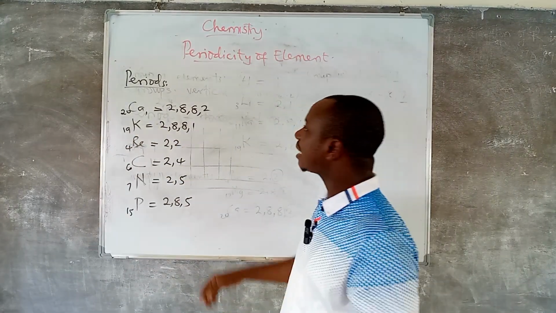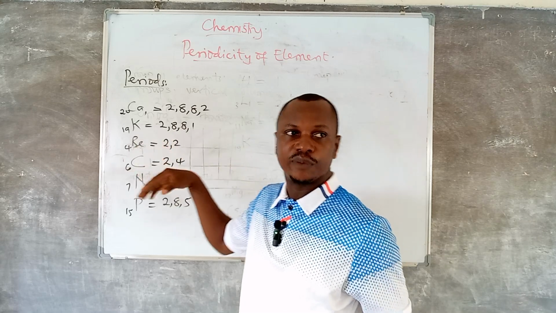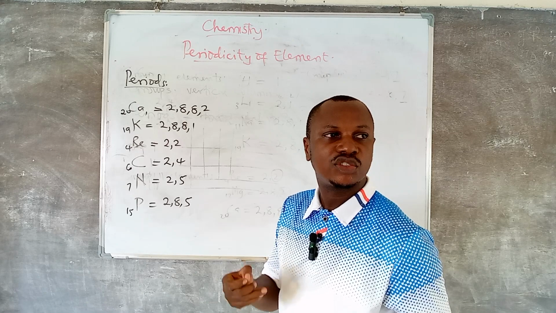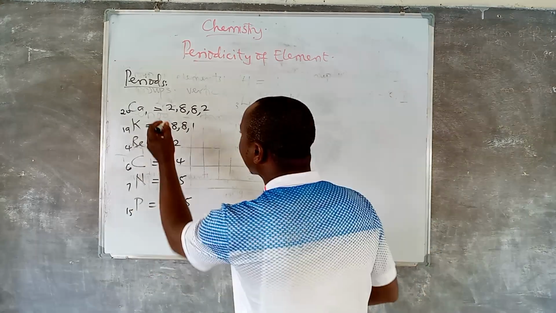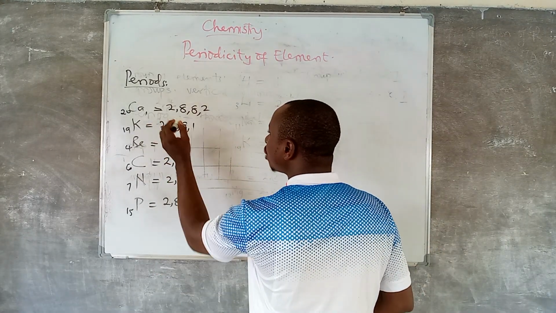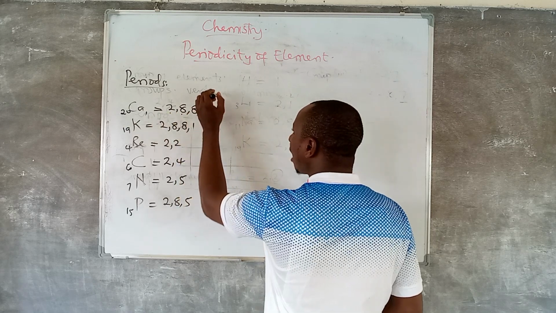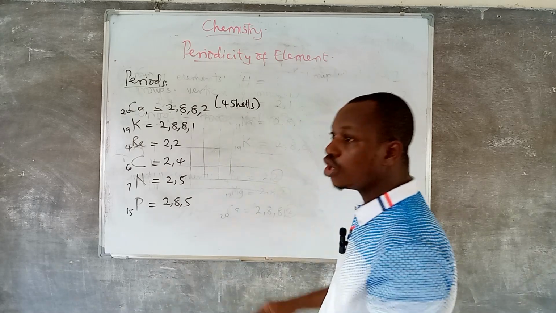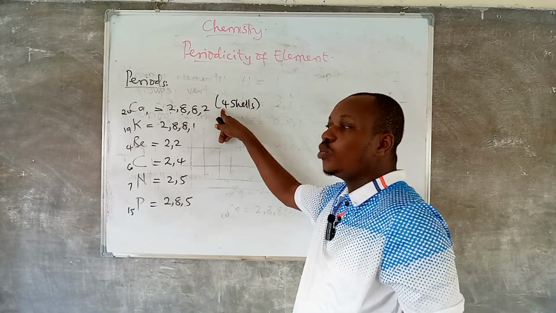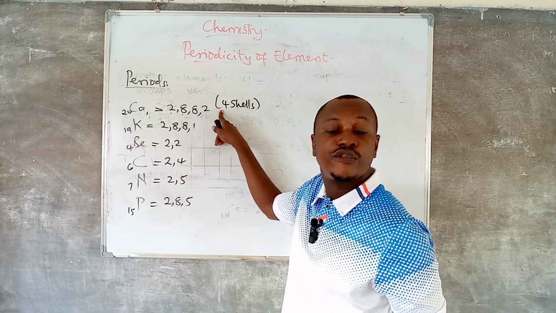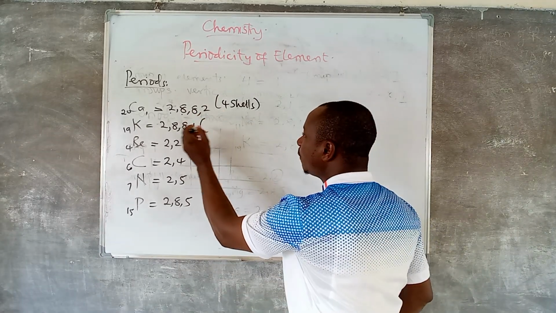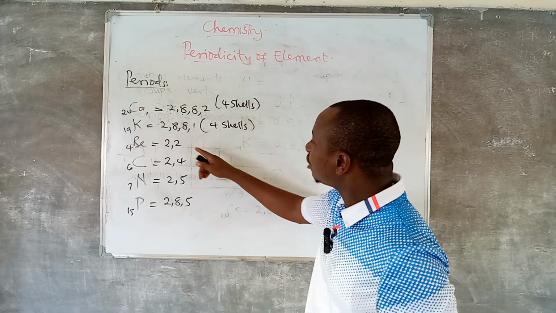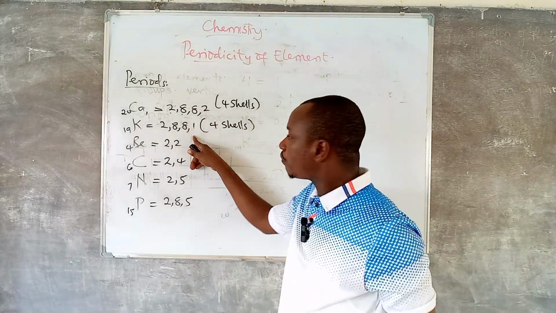So we are discussing characteristics of elements in the same period. I said elements in the same period will have the same number of electronic shells. If you consider calcium, how many shells does calcium have? 1, 2, 3, 4. Calcium has 4 electronic shells, which means calcium is qualified to be placed in period 4. This one also has 4 shells, so potassium is also qualified to be placed in period 4.